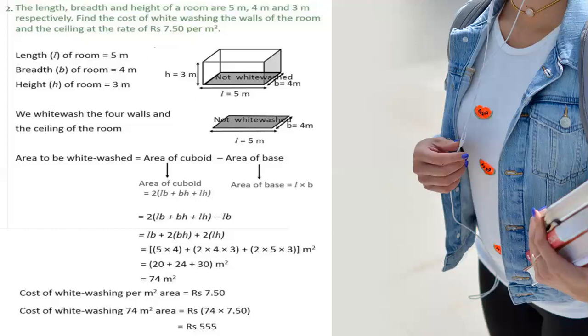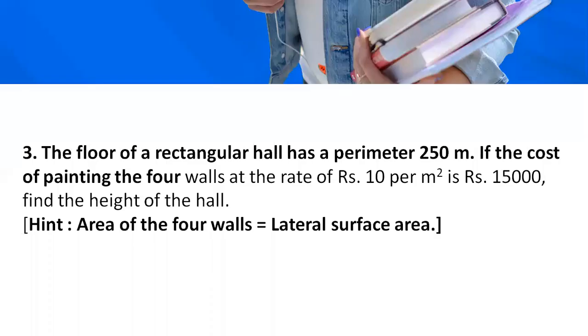Now, given the cost of 1 meter square whitewash is rupees 7 rupees 50 paise. So the cost of 74 meter square area is rupees 74 into 7.50, that is rupees 555. Now, let us see the third problem.